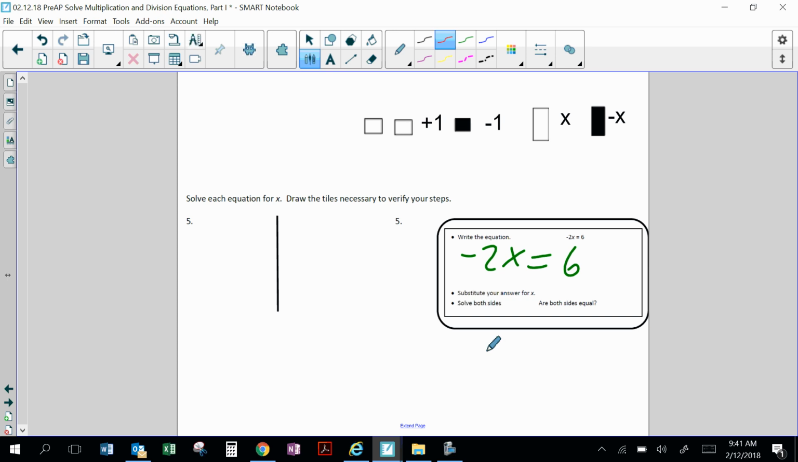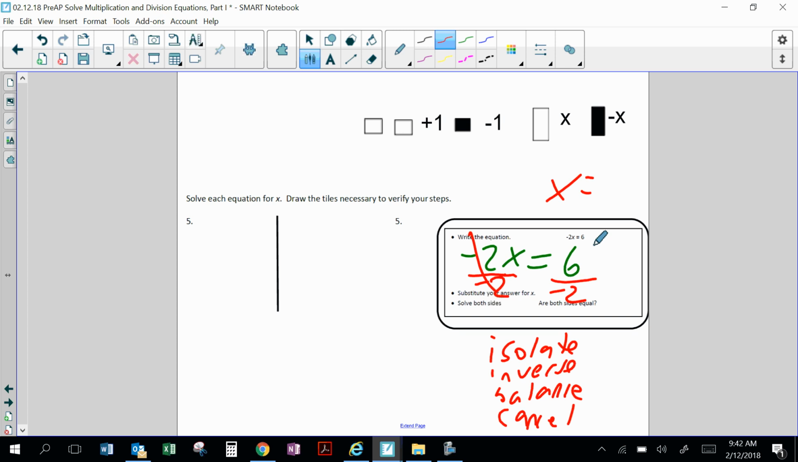Welcome back. So first of all, is your x isolated? No. We need to get rid of negative 2. What is the relationship here? It's multiplicative. What is the inverse of multiplying? Dividing. So we need to divide by, but what number am I going to divide by? Am I dividing by 2 or negative 2? Negative 2, because you're getting rid of negative 2. So I balance it on the other side. And now I need to cancel. X equals 6 divided by negative 2, which is negative 3.